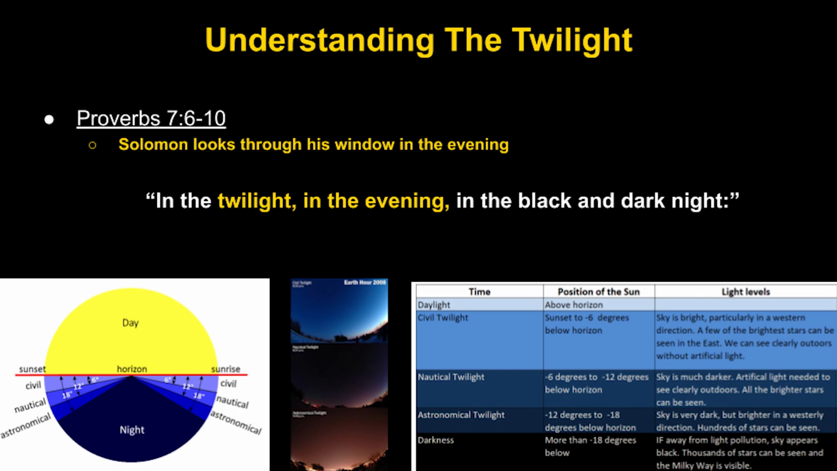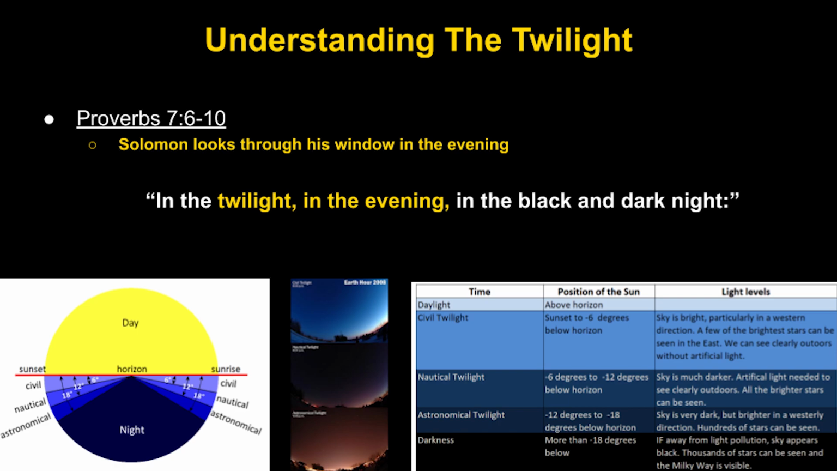"Behold, there met him a woman with the attire of a harlot, and subtle of heart." So Solomon was able to see what this woman was wearing, showing that there was enough sunlight outside to still be able to see. Now I want to go back to this 9th verse when it references "in the twilight, in the evening, in the black and dark night."